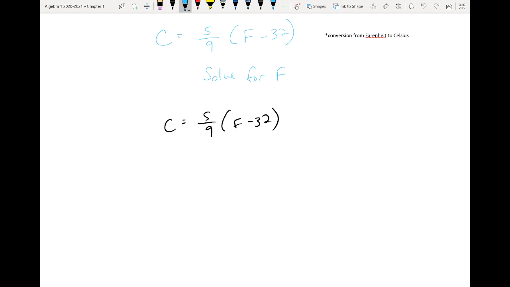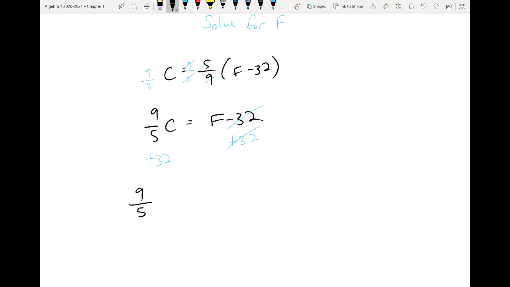So we have to undo 5/9, meaning that we're going to multiply by 9/5, right? Because when we do that, the 9s are going to factor out, the 5s are going to factor out, and we're going to have here 9/5 C equal to F minus 32. Okay? Getting the F by itself, we're going to add 32 to both sides. 9/5 C plus 32, and that's going to be equal to F.